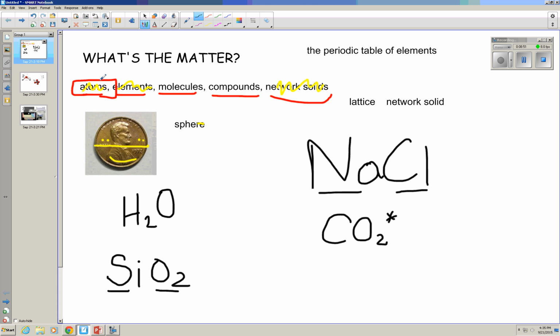Different types of atoms are called elements. All right, so we talked about atoms, we talked about elements, compounds, network solids. Let's finish up with molecules.